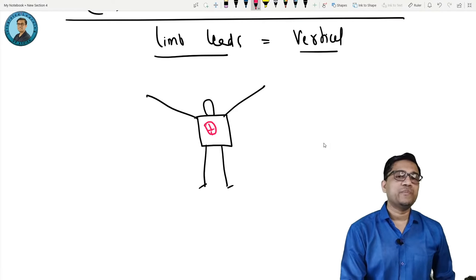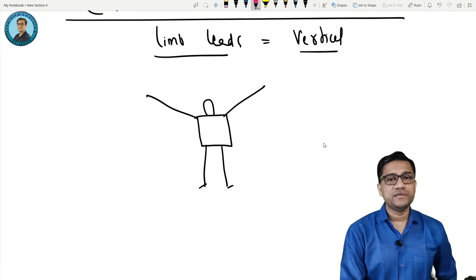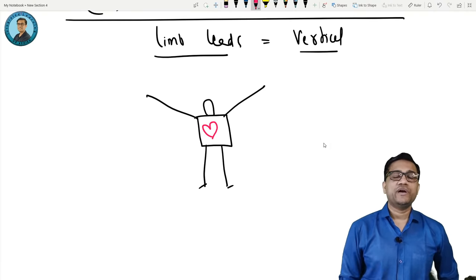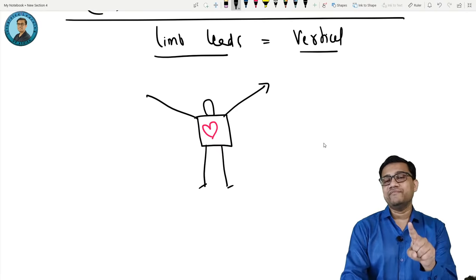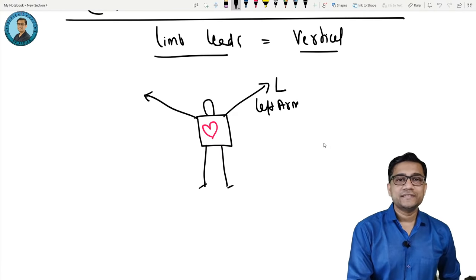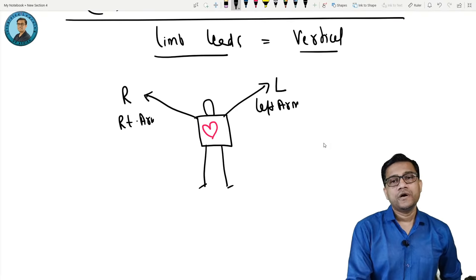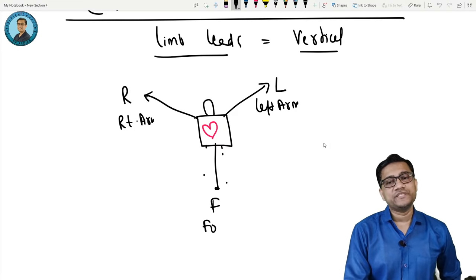Don't say now, sir, why are you not making the heart in the proper shape? Okay, stay happy, be happy in life, that's right, this will be the heart, okay. So now the question is, if this is the arm, which arm is it? This is the left arm, okay. Are you clear? This is the right arm, R, and these two I can combine and make a single one, that is F. F is what? The foot, basically the left foot.